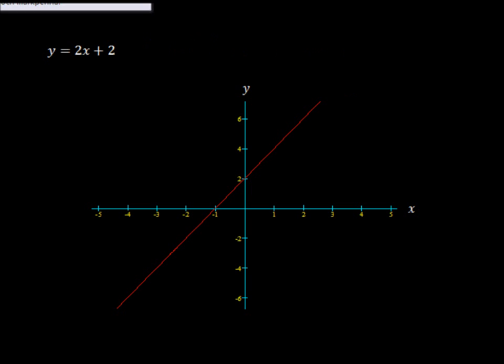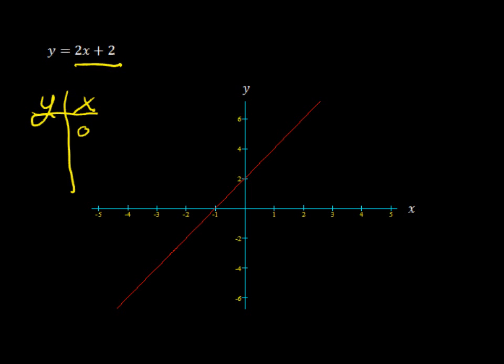Okay, here we have y equals 2x plus 2. And I'm just going to draw a little table here. I know I have terrible handwriting. Sorry about that. Okay, so it says 2x plus 2. And basically what it means is just choose an x. Let's start with 0, and then see what happens as you follow the recipe.